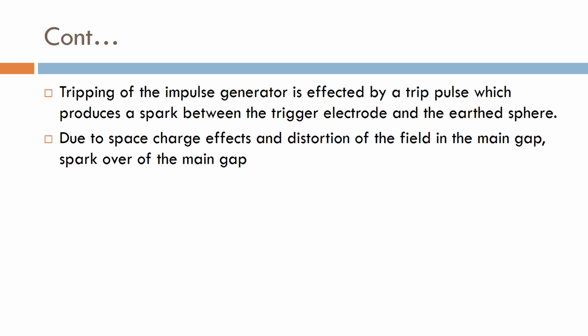Tripping of the impulse generator is effected by the trip pulse, which produces a spark between the trigger electrode and the earthed sphere. Due to space charge effect and distortion of field in the main gap, spark over of the main gap occurs.